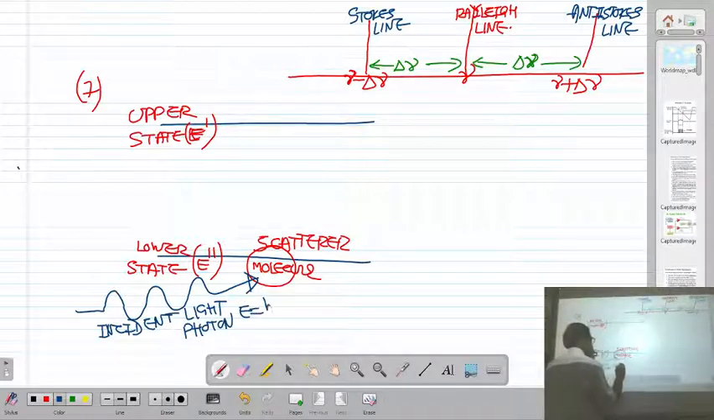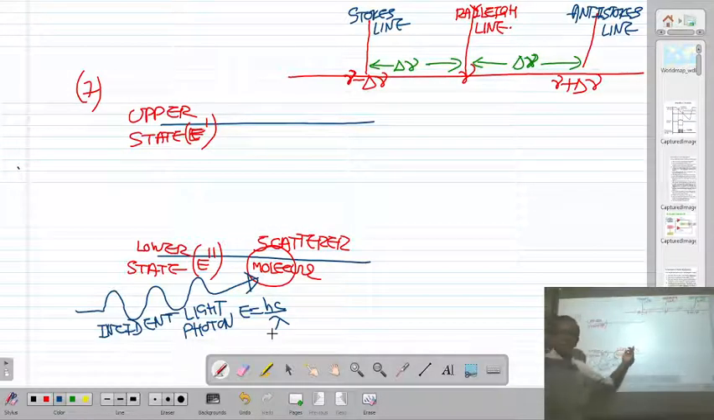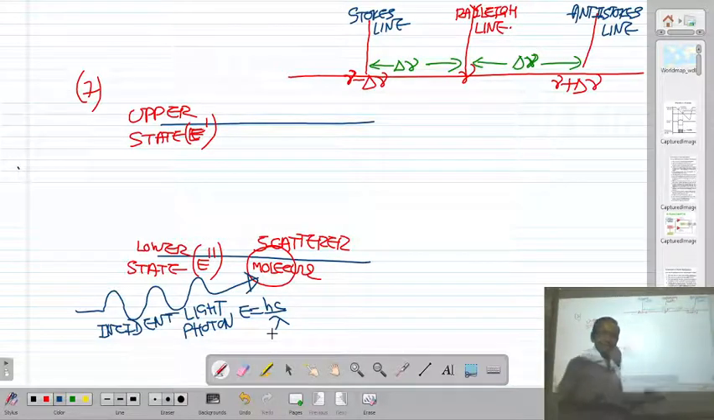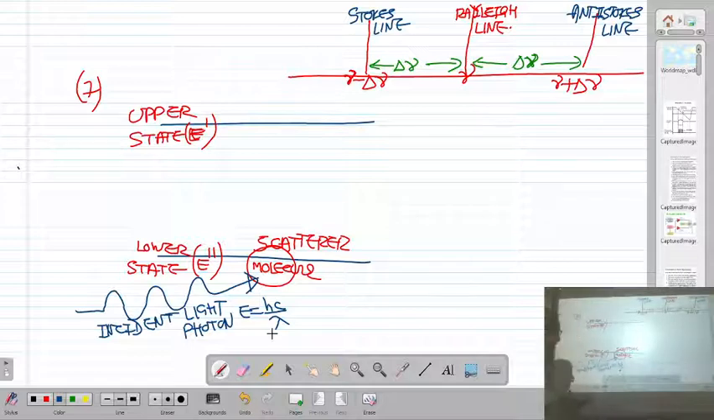The energy of the incident light photon is hc upon lambda, right? So let us incident a light photon. Let us incident a strong beam, because you know what happens in the Raman spectra: when a strong beam of visible or ultraviolet light collides with the scattered molecule, the light is scattered in different directions. So let us incident a light photon of energy equal to hc upon lambda.